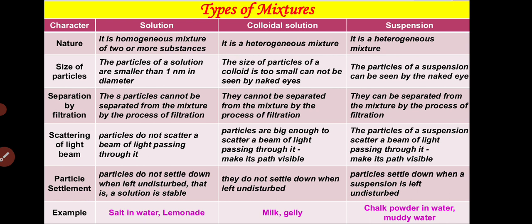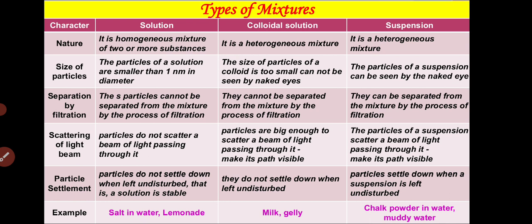Scattering of beam of light. So when you pass light through the mixture, whether the path of light is visible to you or not, that is a characteristic of these three types of mixtures. So when you pass the light through the solution, you cannot see the path of light passing through it, while in colloidal solution and suspension the path of light is clearly visible to you.